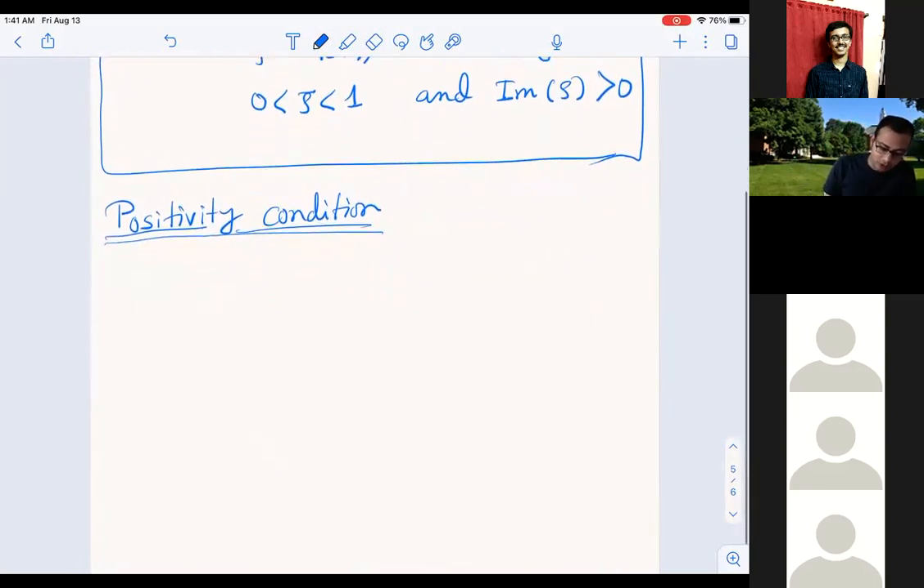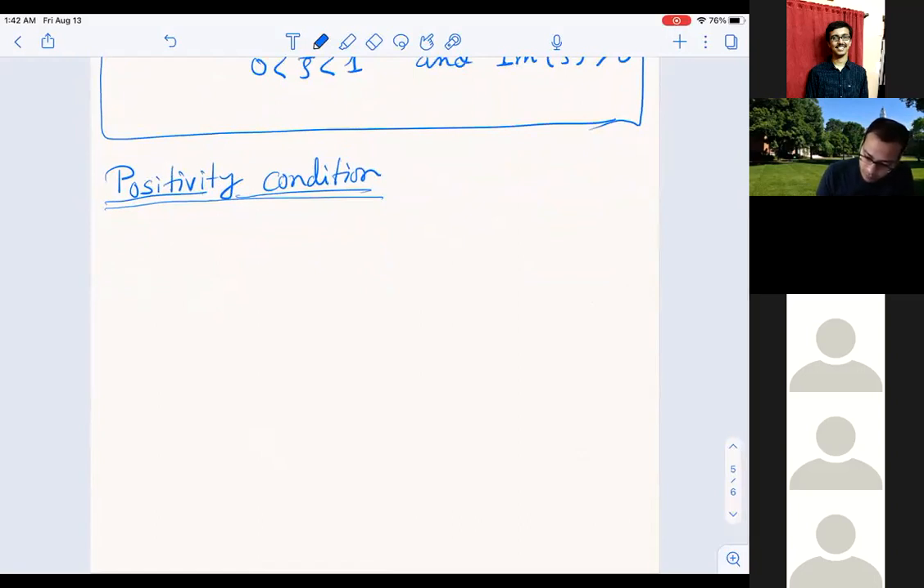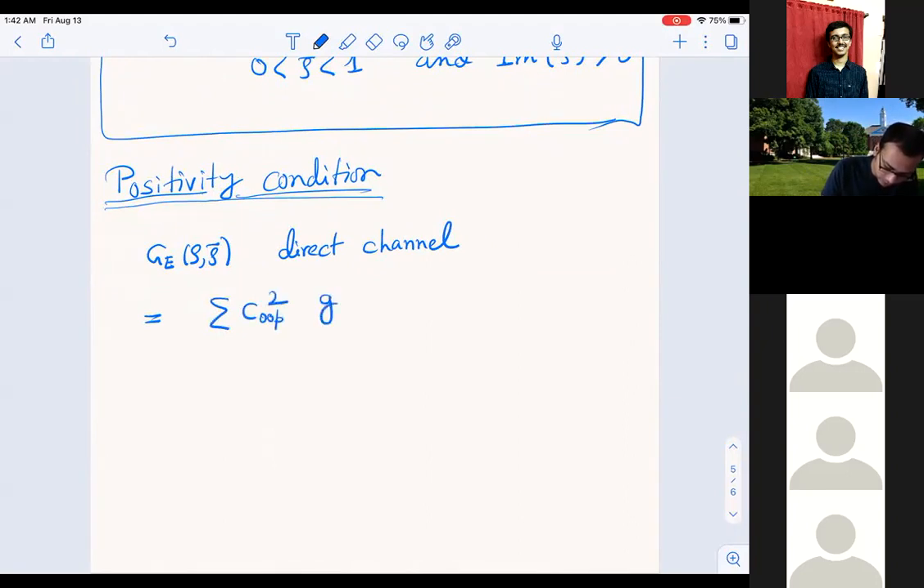Okay, now let me talk about a positivity condition. We again start with the Euclidean correlator, but first we expand it in the direct channel. As we saw before, we have this conformal block expansion.